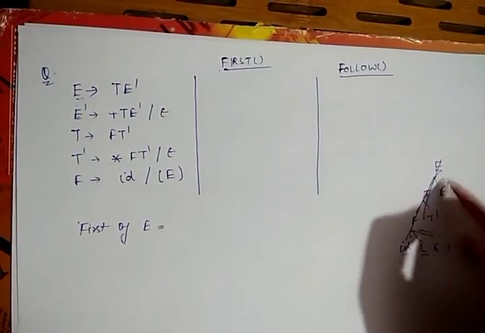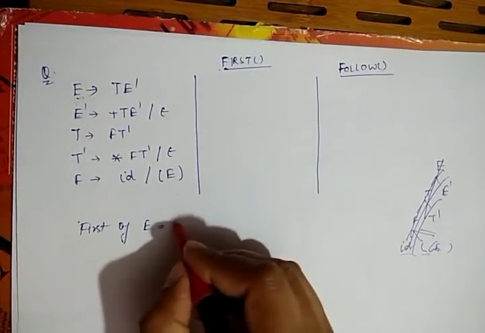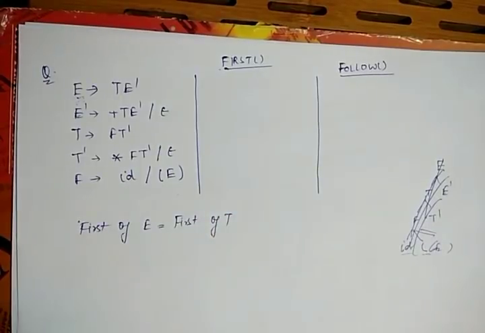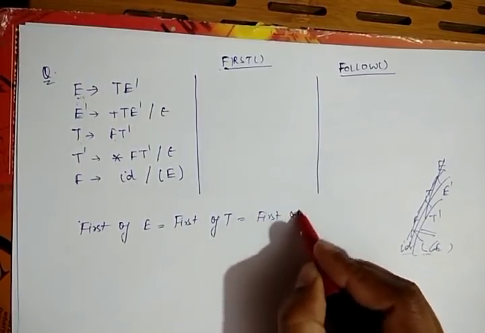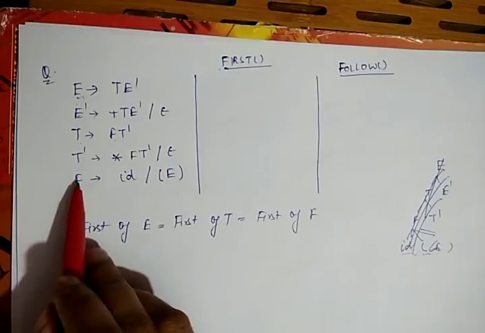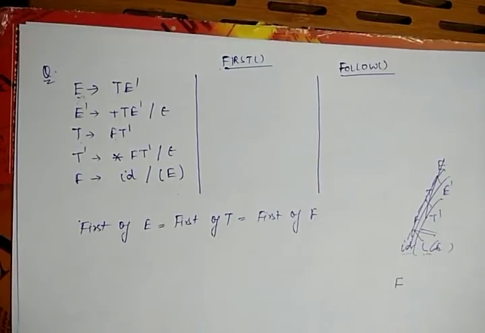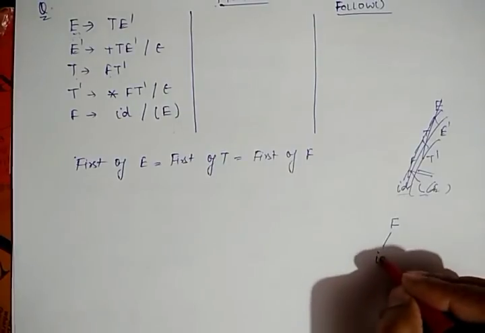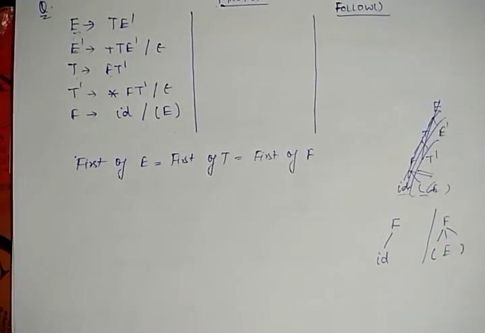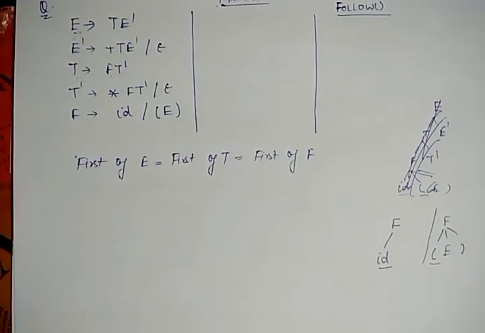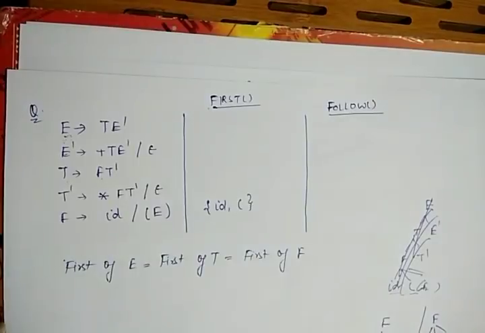Okay. So how do we do this? First of E is equal to first of T, and first of T is first of F. So for finding the first of E, we first have to find what is first of F. See here, what is first of F? If I prepare a tree for F, F derives ID or F derives open brace, E, close brace. Means the first of F is ID as well as open brace. So the first of F is ID and open brace.